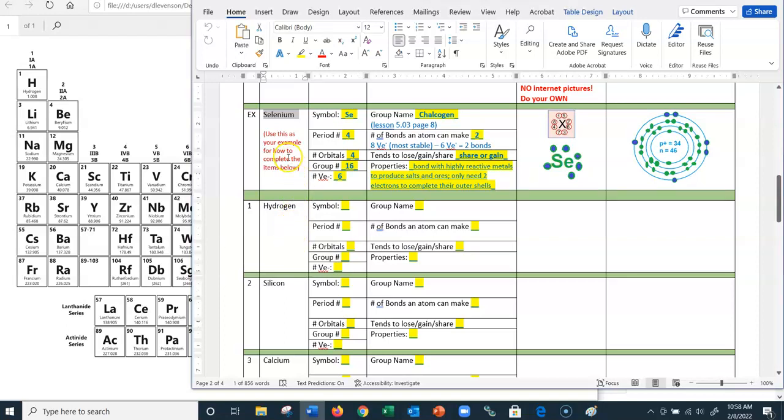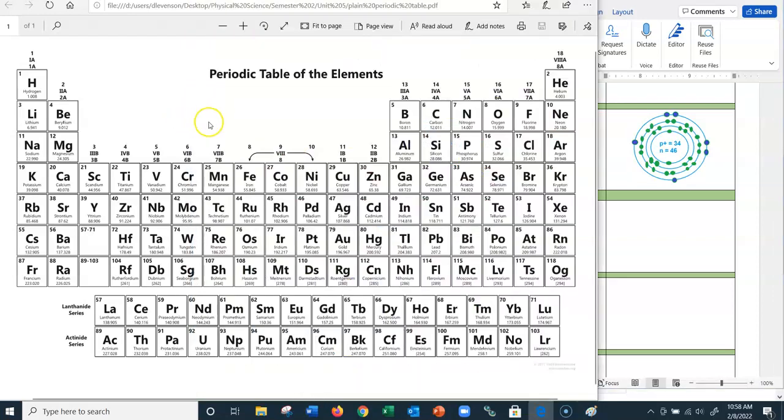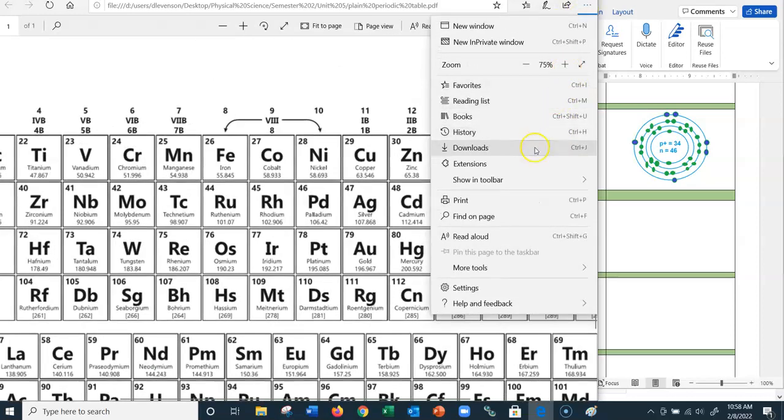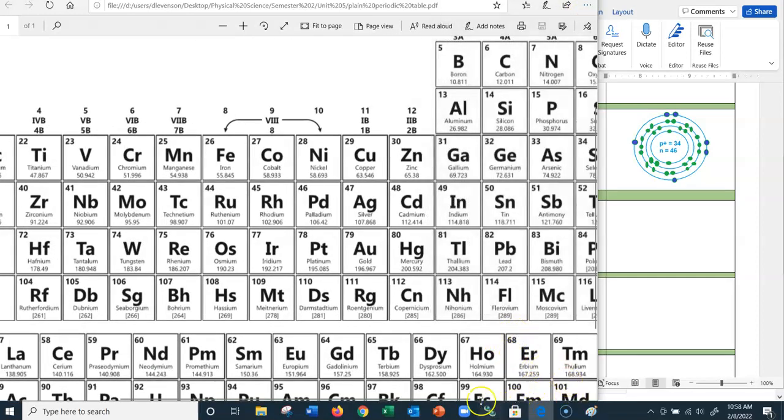So first thing we need to do is find selenium on the periodic table. So we look at the periodic table and we go down here, and it's actually number 34. I'm going to zoom in so you can see it a little bit more clearly.